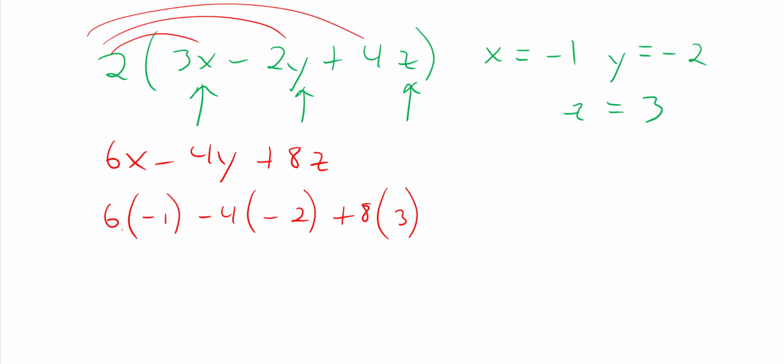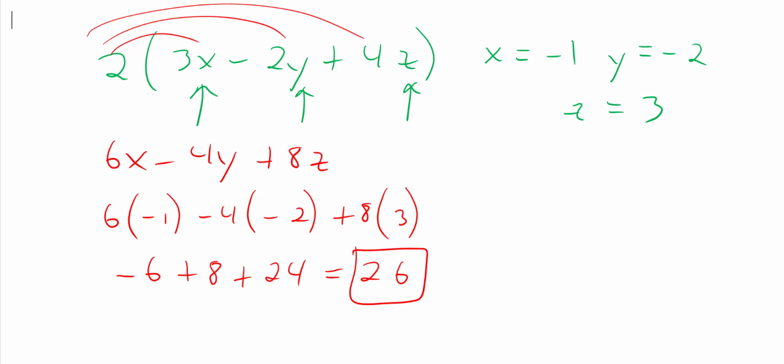You can do it in your calculator. I can do it by hand. You can check your answer. 6 times negative 1 is negative 6. Negative 4 times negative 2 is positive 8. And 8 times 3 is 24. Okay? And then, negative 6 plus 8 is positive 2. 2 plus 24 is 26. And that's my final answer.